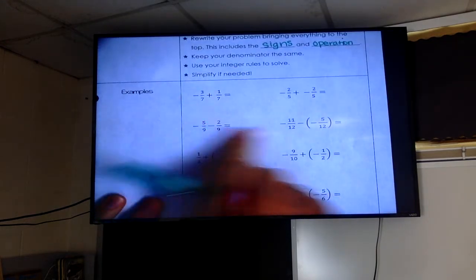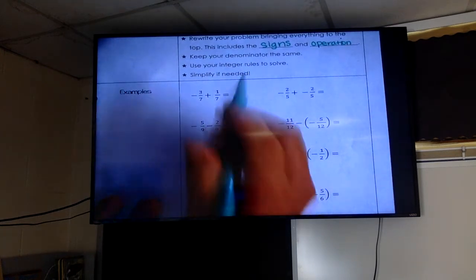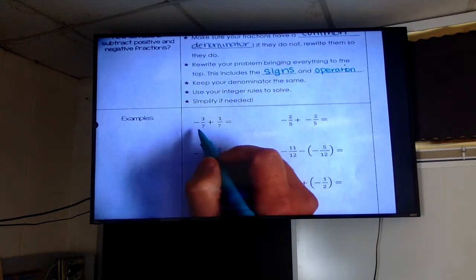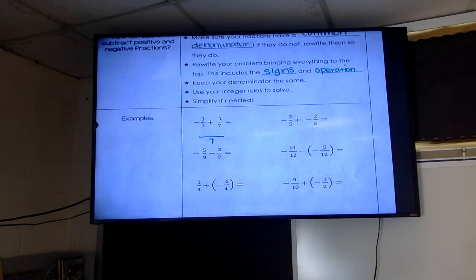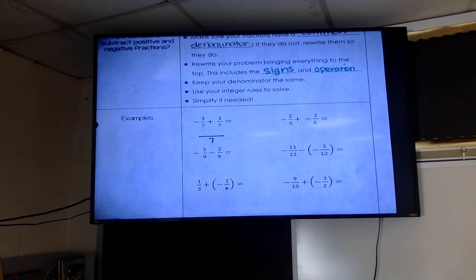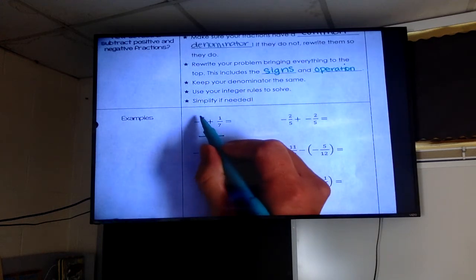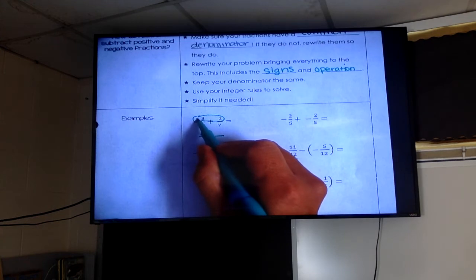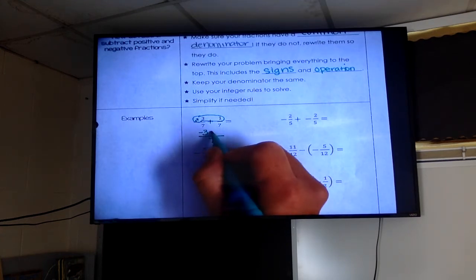So on here, I've got 8 examples, 4 of them with common denominators, 4 of them with unlike denominators. So let's see what these all mean. So it says, make sure your fractions have a common denominator. Great, common denominator. So I'm just going to write that. I'm going to make one big fraction. And then it says, rewrite your problem, bringing everything to the top. That means this right here, I'm going to bring to the top, including this negative sign. So I'm going to say that's a -3 plus 1.